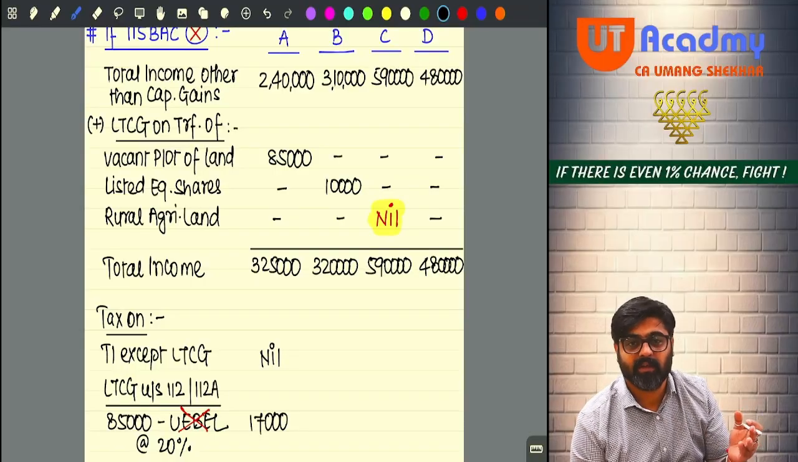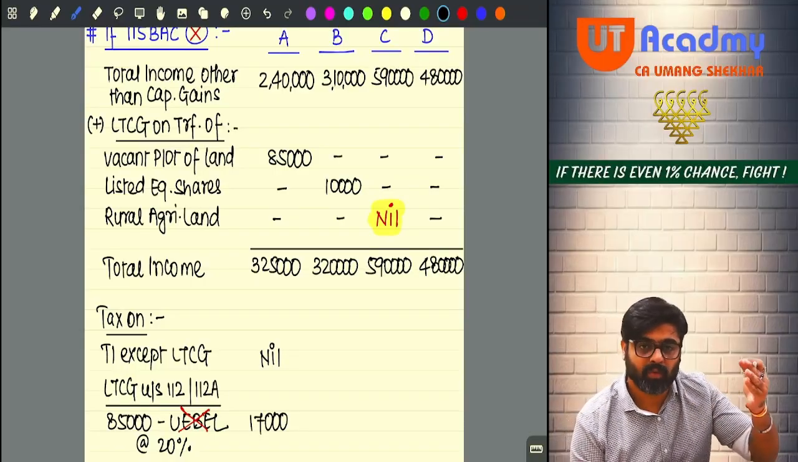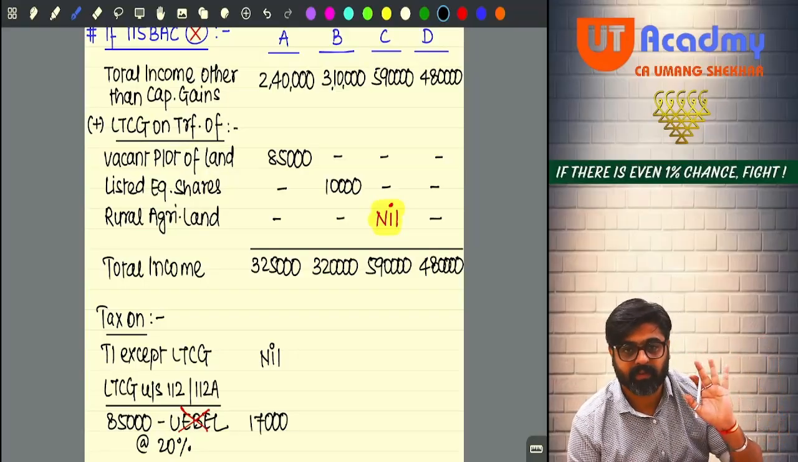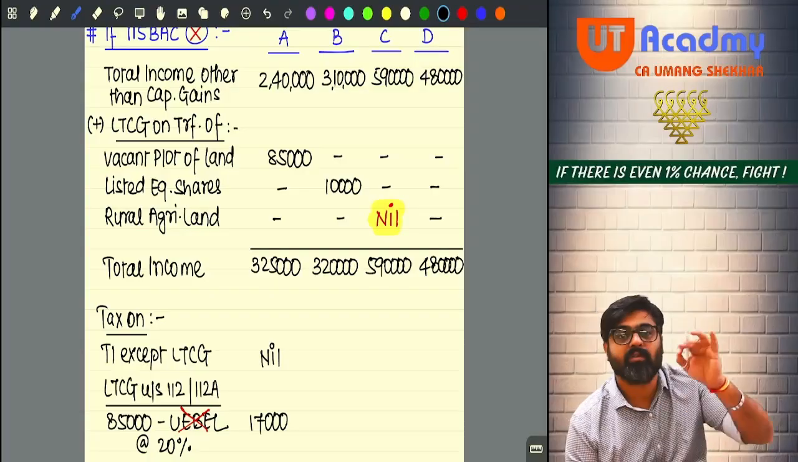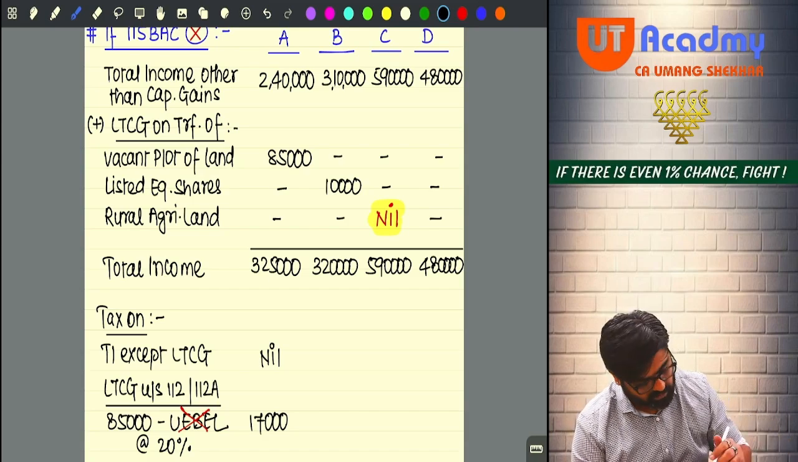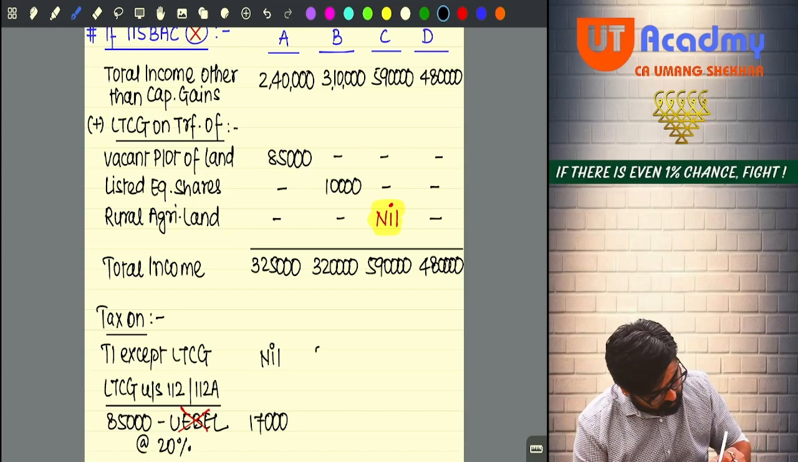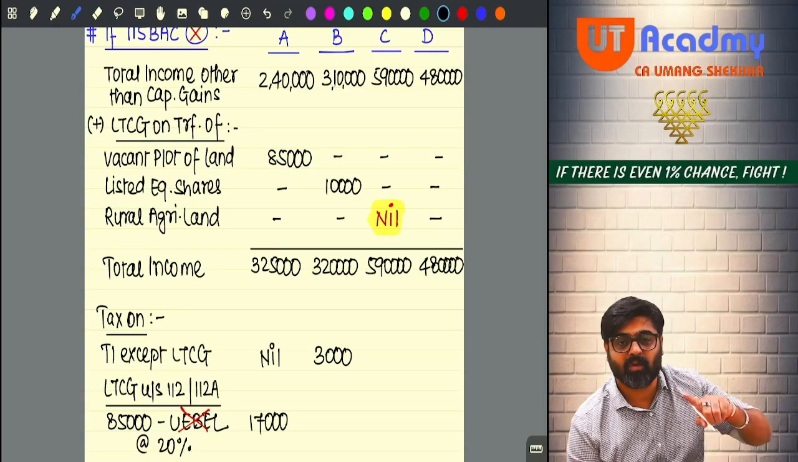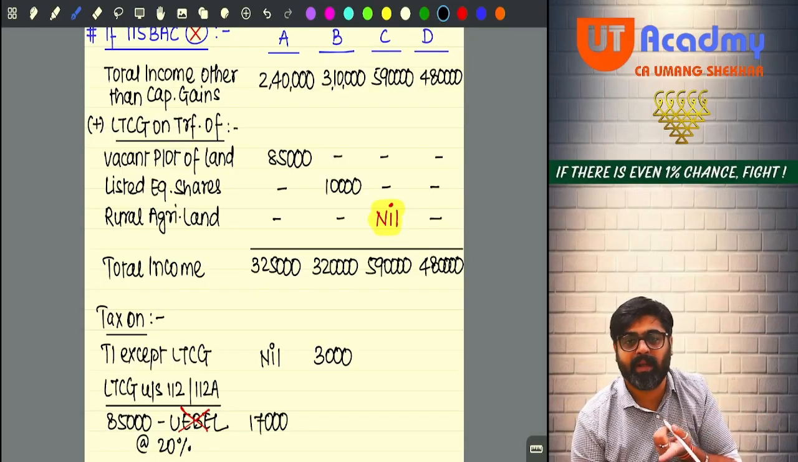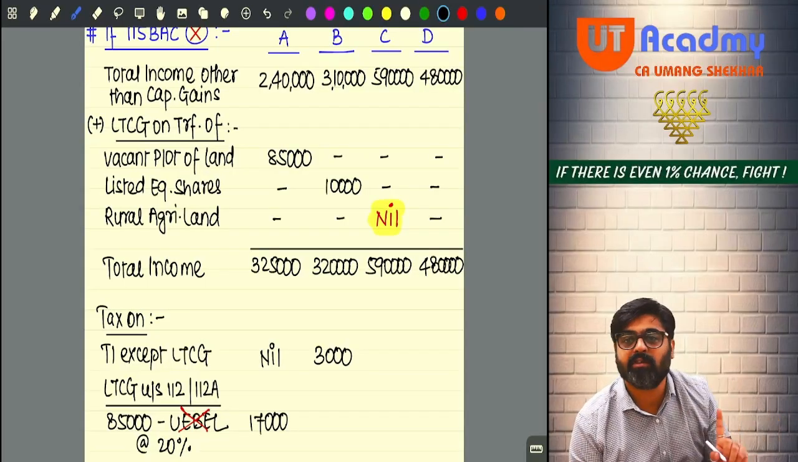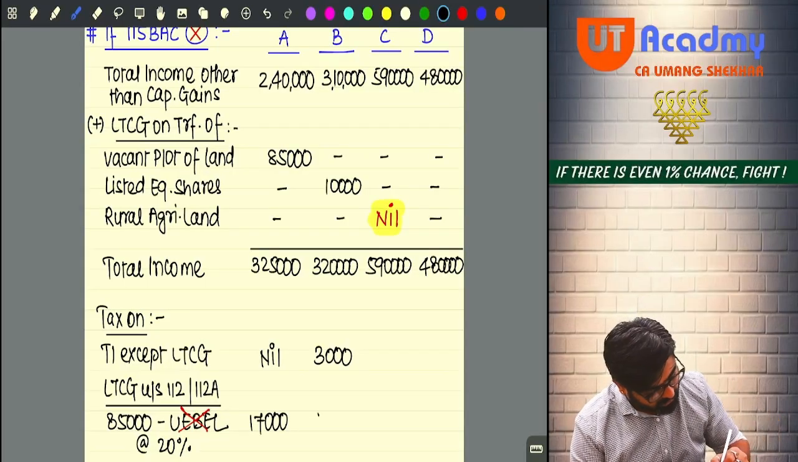So on that 60,000, any total income over and above 2 lakh 50 up to 5 lakhs, how much tax do I have to pay? 5%. So on the 60,000 I will calculate 5%, which will be 3,000. So that 3,000 tax I am supposed to pay on my normal income. But on my LTCG under section 112A, I am still not liable to pay any tax because that LTCG under section 112A is only 10,000. Yes or no? So this will be nil.